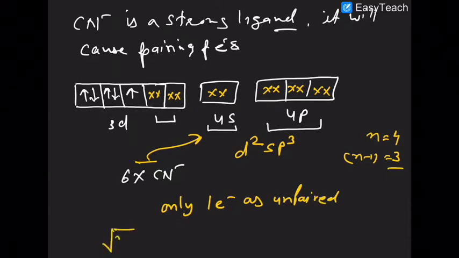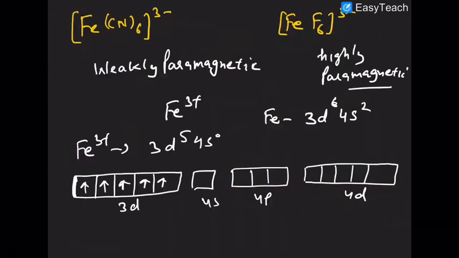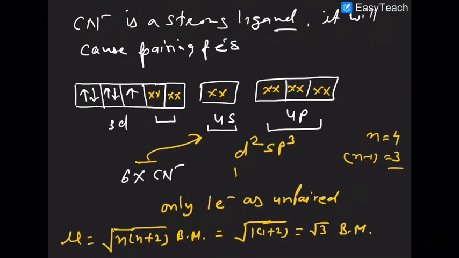So what is the formula for magnetic moment? Mu is equal to root of n into n plus 2 Bohr magneton. So you put the value 1 here, so 1 into 1 plus 2 gives root 3 Bohr magneton. So what are you observing? In case of [Fe(CN)6] negative, we are getting an inner orbital octahedral complex having magnetic moment of root 3.